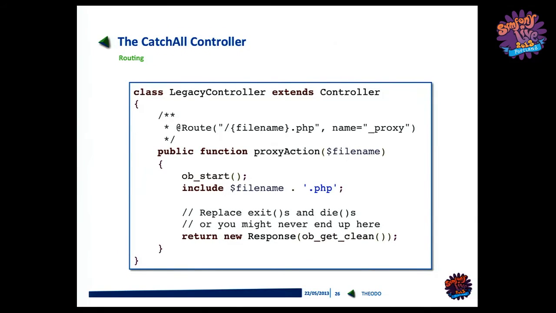So, some code examples. This is a simple example. Imagine you have a controller that handles all the routes that contain a .php inside, and it just includes the file, buffers it, and returns it as a response. It doesn't work that magically, so you will need to replace exits and dies and things like that, but it's more for the example.